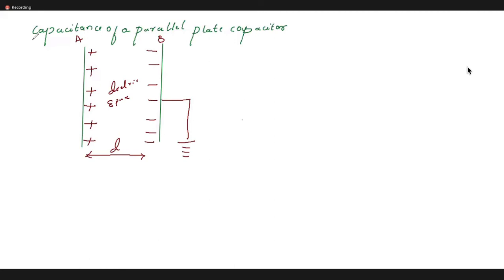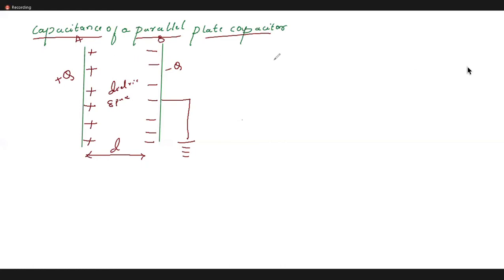So we are going to see what the capacitance of a parallel plate capacitor is first. Let me consider one parallel plate capacitor consisting of plate A and plate B. Plate A is full of positive charges and plate B is full of negative charges, and the other plate is grounded. So what will be the charges here? Let me write it as plus q, and here minus q. Can you tell me from this what is the surface charge density on this plate?